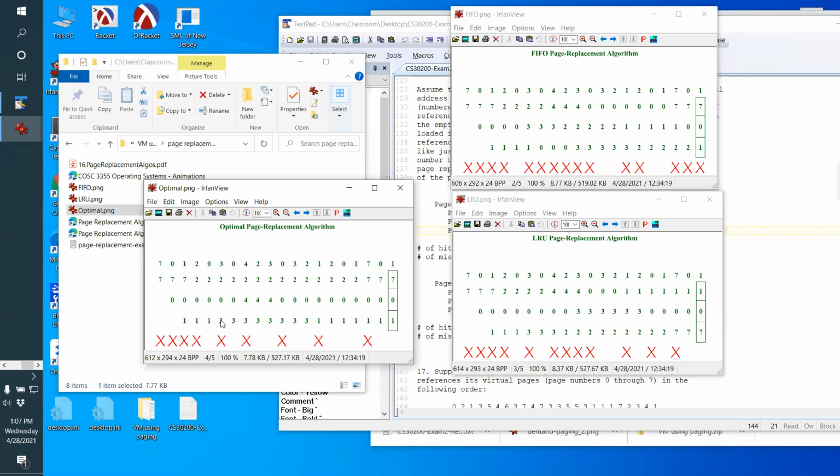See, it's going to be brought in on top of 1 because 1 wasn't going to get used till all the way out here. 0 is going to get used next. 2 is going to get used soon after that. So 0 and 2 were in memory and they were going to get used pretty soon. 1 wasn't going to get used for a long time, so we replaced 1. Okay, so that's the optimal page replacement algorithm.